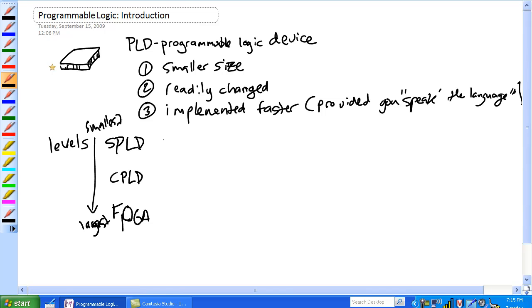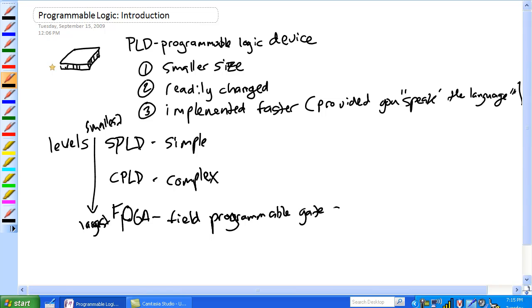Smallest to largest, most powerful. So, SPLD, S stands for simple programmable logic device. C stands for complex. FPGA doesn't stand for anything in our pattern before. It's field programmable gate array. And I don't understand it. These are also field programmable, SPLD, CPLD. Those are also field programmable. I don't know why this one is so special. I don't know why they chose to designate it that way.